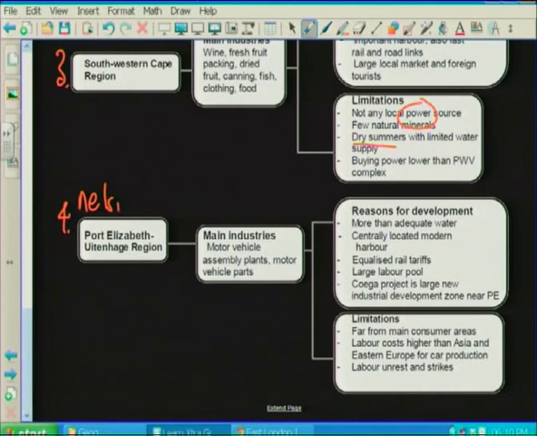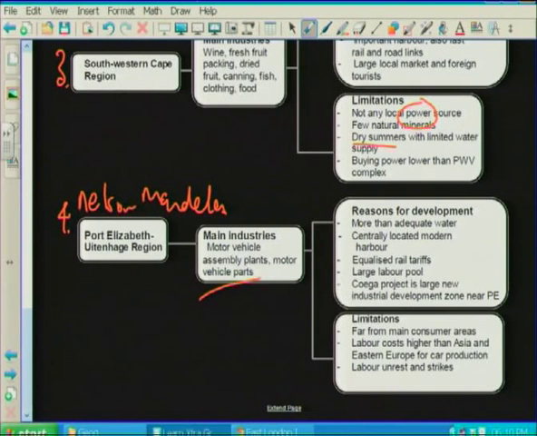The Nelson Mandela Metropole, or the Port Elizabeth Uitenhage region, there the cars, assembly points, vehicle parts is the big sort of secondary activity there. All the good things again. The railway lines is a big plus there. Labour pool, again, people can work there. And they are developing this IDZ, something we're going to talk about just now. They're one of the forerunners or the sort of pioneers in this field of developing that which advances or develops economic growth and development potential in that region of South Africa as well.